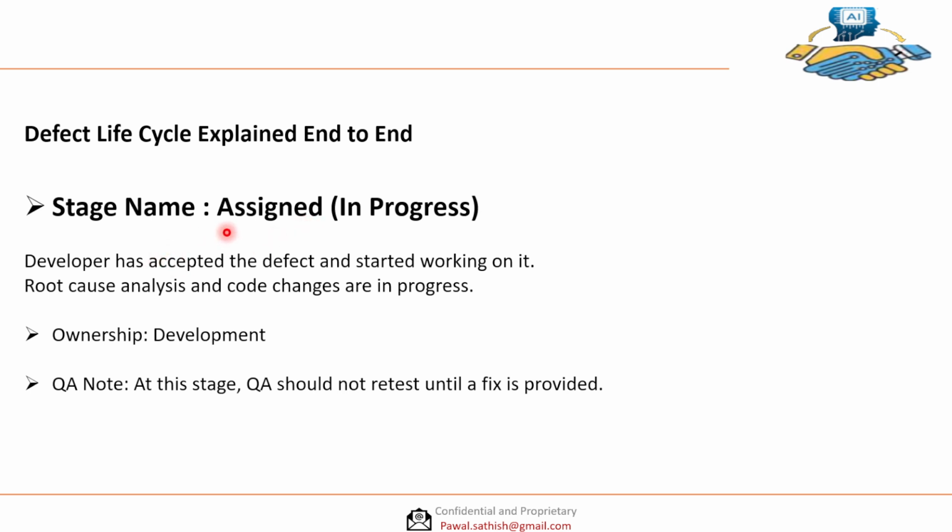Then the next stage is Assigned. We need to change the status to Assigned. Then the developer has accepted the defect and started working on it. He or she identifies the root cause, and if required, makes code changes. The ownership is development, and at this stage, QA should not retest until a fix is provided.